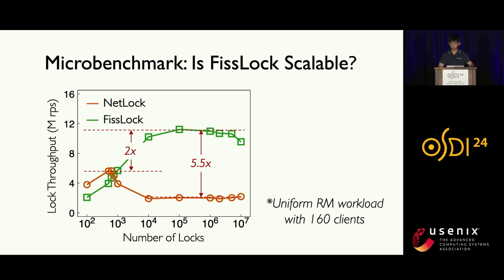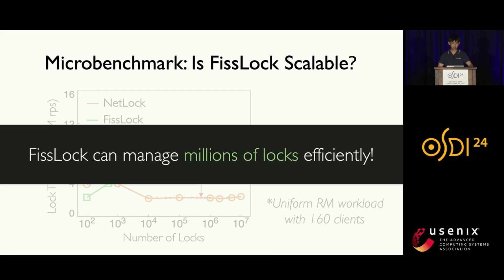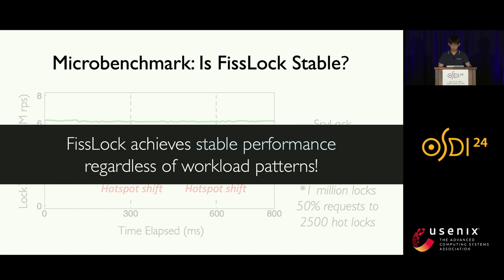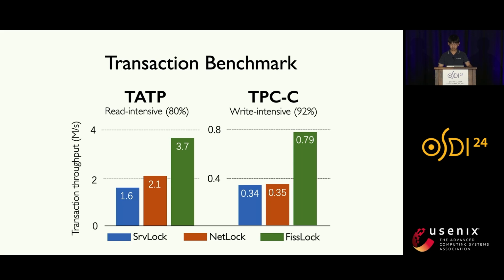Consequently, FISLock achieves 2 times higher peak throughput than NetLock. When managing 1 million locks, it outperforms NetLock on throughput by over 5 times. So we conclude that FISLock can manage millions of locks efficiently. We additionally use a dynamic workload to evaluate the workload sensitivity of FISLock. As shown in the figure, the throughput of FISLock remains high regardless of workload changes, while NetLock falls back to ServLock after the hotspot changes. So FISLock achieves stable performance regardless of workload patterns.